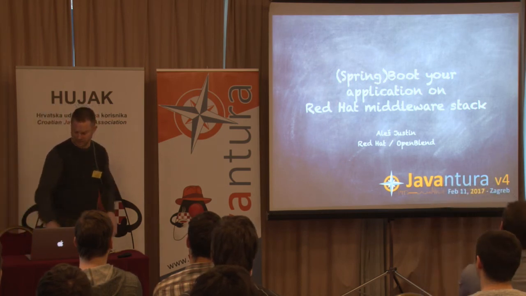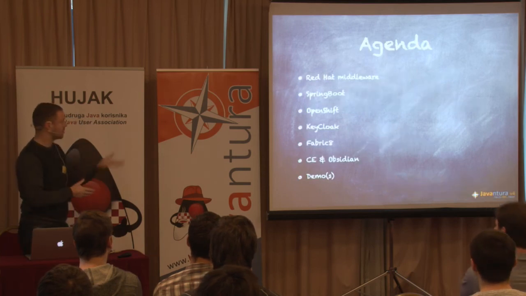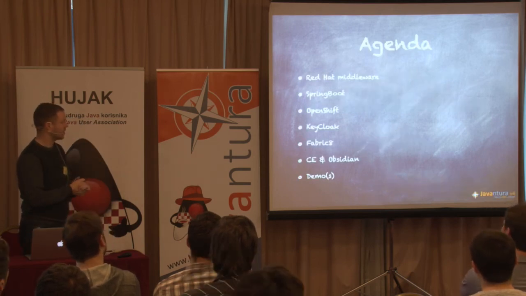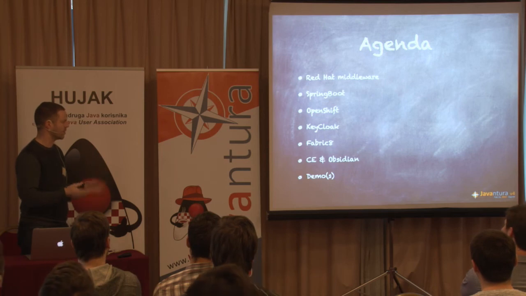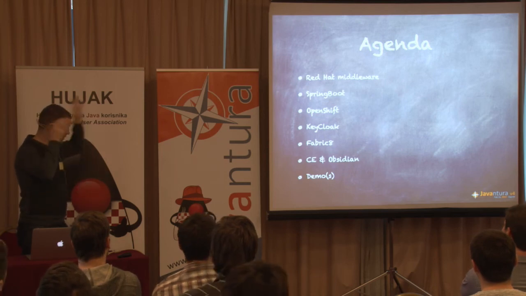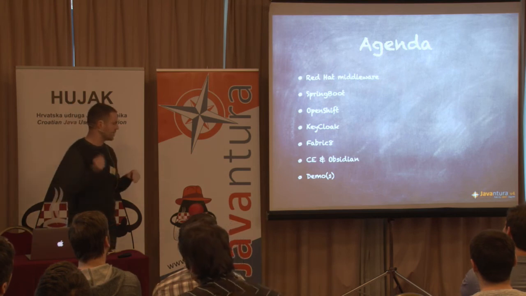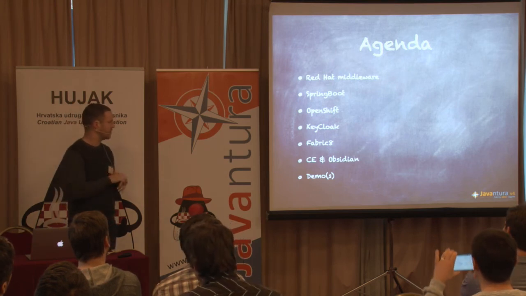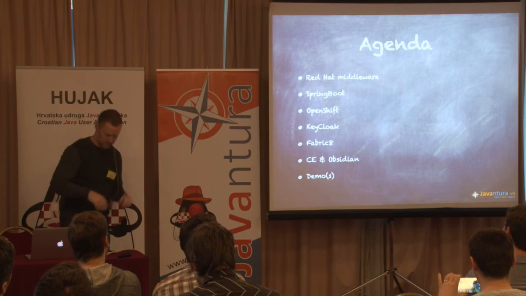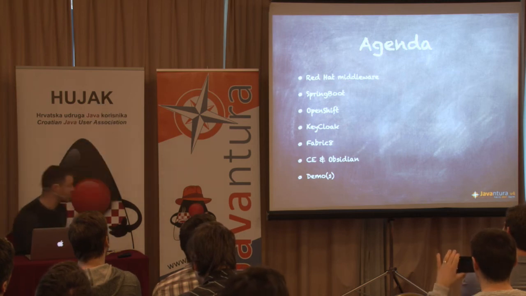Now in English. Just a quick agenda: what is Red Hat middleware, what's Spring Boot, what's OpenShift, what's Keycloak, what's Fabric8, some of the stuff that we're going to use. Also cloud enablement and Obsidian. I'll just mention what they are, and I'll try to show two demos if there's time.